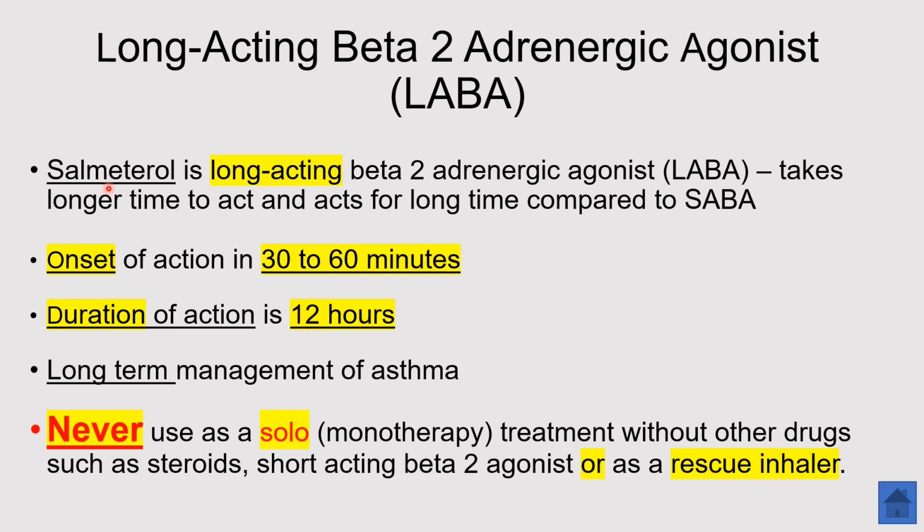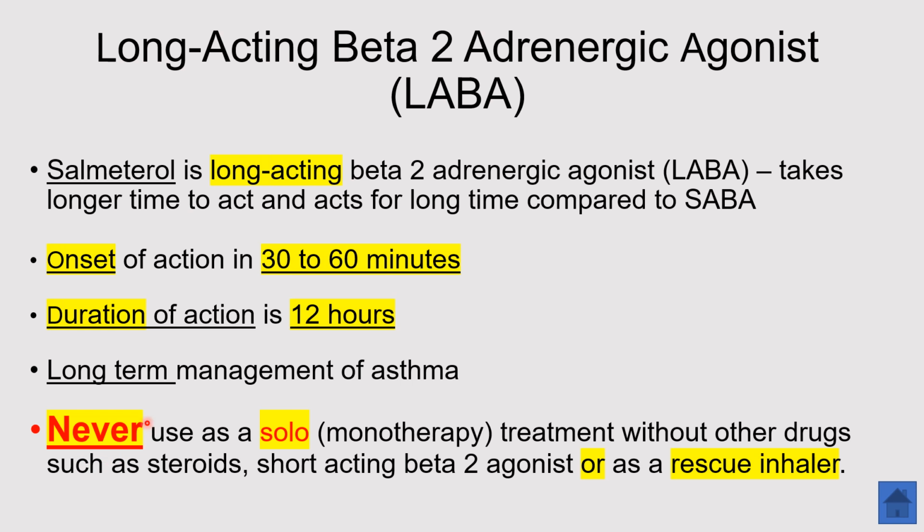So the prototype drug for the long-acting beta-2 agonist is salmeterol. And what are they used for? They are also used for the long-term management of asthma. Remember, we looked at the chart that talks about the different symptomatic treatments for asthma. So this is considered for the long-term control of asthma.